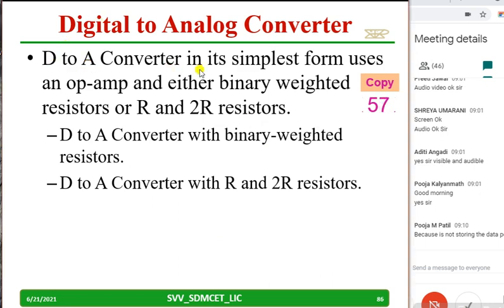A D to A converter in its simplest form uses an op amp and either binary weighted resistors or R-2R. We have two types of D to A converter we are going to discuss. One is a D to A converter with binary weighted resistors, and the other is a D to A converter with R-2R resistors. Copy down these two headings, and one by one we'll discuss.